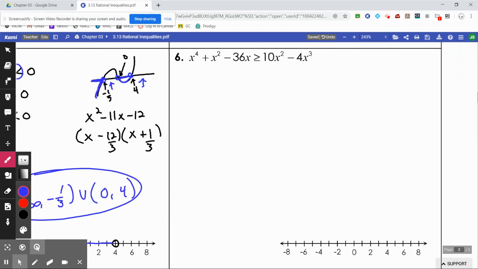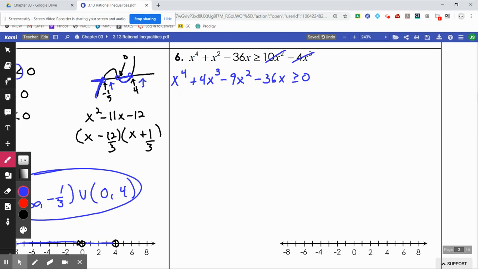Number 6, and we'll do this one by testing the values. I'll do them both ways. Let's move everything to the same side. X to the fourth, when you add 4x to the third, becomes plus 4x to the third. We've got to subtract 10x squared, which gives you 1 minus 10, which is negative 9x squared, minus 36x is greater than or equal to 0.